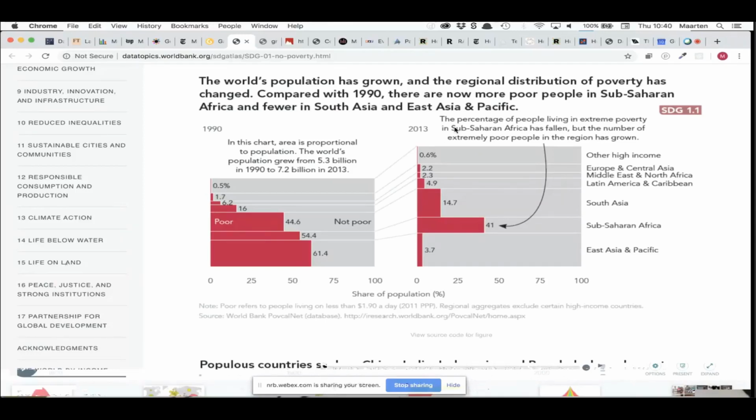And you can see that the surface area of the red bar for sub-Saharan Africa is smaller in 1990 than it is for the one in 2013. So with the Marimekko chart, you can show both relative numbers, the percentages in this visualization, and the absolute numbers, which are the areas of these rectangles.